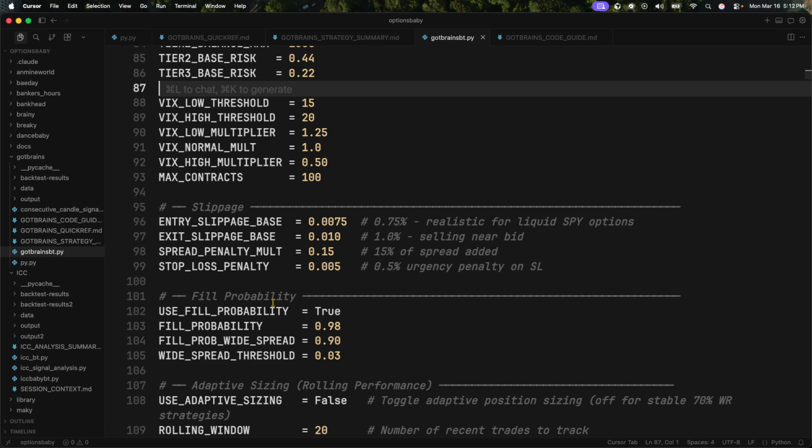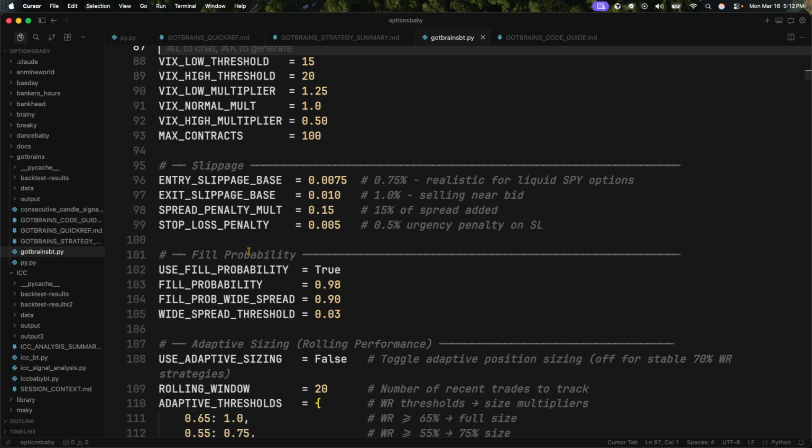And remember I told you I was using random. Well, this is where it's coming into play. With the backtest, one thing that can happen is that it can be overly optimistic. So I want to make our practice a lot harder than the game, right? So if I'm making practice a lot harder than the game, we should slide. So our fill probability is telling us that orders don't fill 100%, they fill 98%, right? The probability of a wide spread is 90%, and the wide spread threshold is 3%.